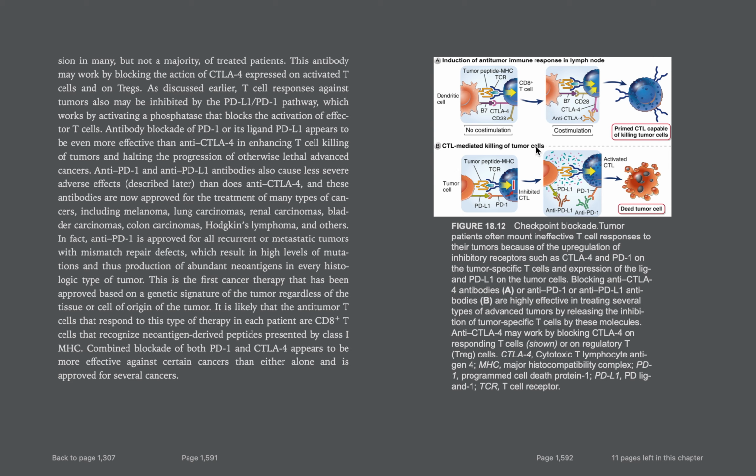In B, CTL mediated killing of tumor cells, tumor peptides here. As we know, we have to remember that CTLA4 is mostly available in CD8 T cells and others, and also PD-1 may be there. Normally PD-1 ligands can be expressed, and this can prevent and inhibit CTL killing. But if you have anti-PD-1 antibodies, they will bind PD-1 and leave a free chance for the T cell to interact and work to kill the tumor.